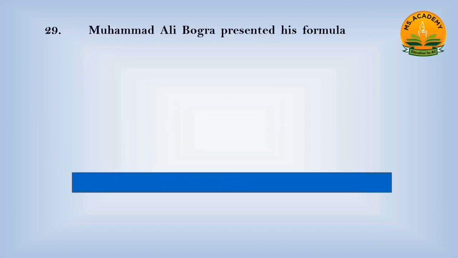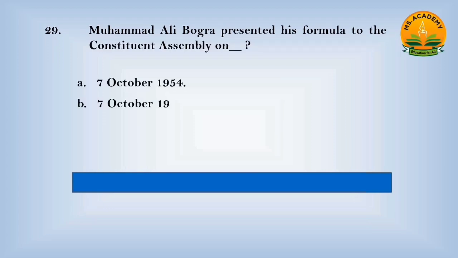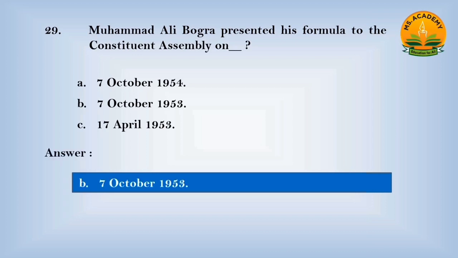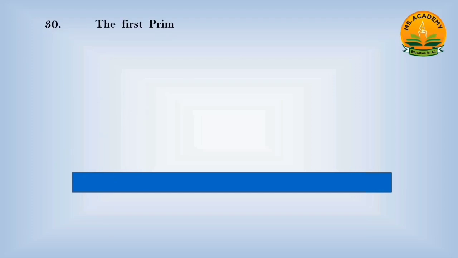Muhammad Ali Bogra presented his formula to the Constituent Assembly on dash A. 7 October 1954, B. 7 October 1953, C. 17 October 1953. Answer is B. 7 October 1953.